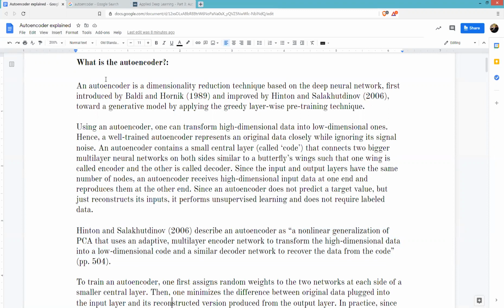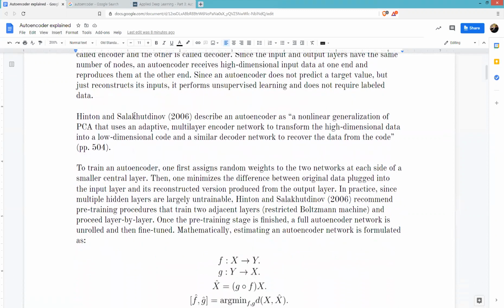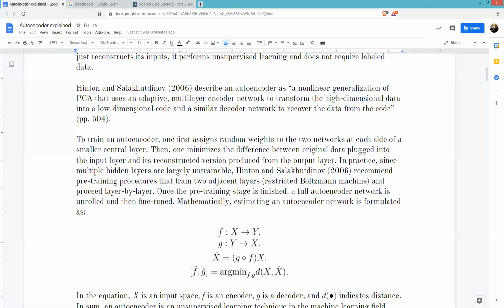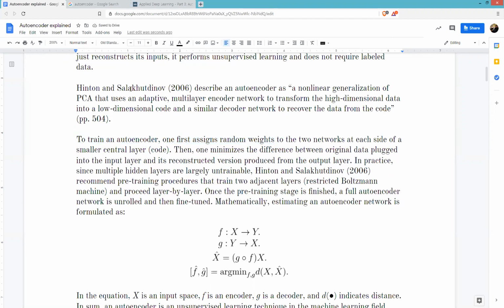Now we know the architecture of an autoencoder. Then the next question is how to estimate or train an autoencoder. To train an autoencoder, one first assigns random weights to the two networks at each side of the smaller center layer, which is again the code. So first we assign just random numbers. And then one minimizes the difference between the original data plugged into the input and the reconstructed version produced from the output layer.